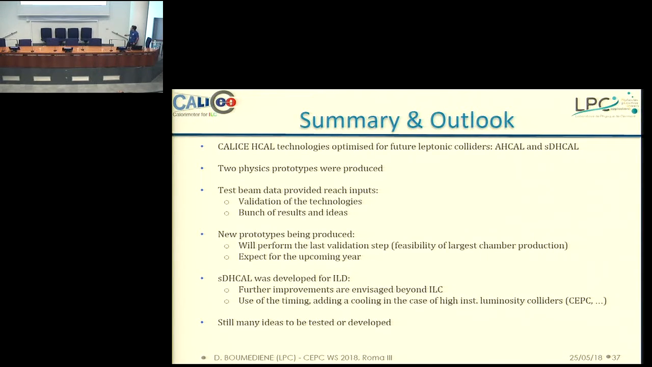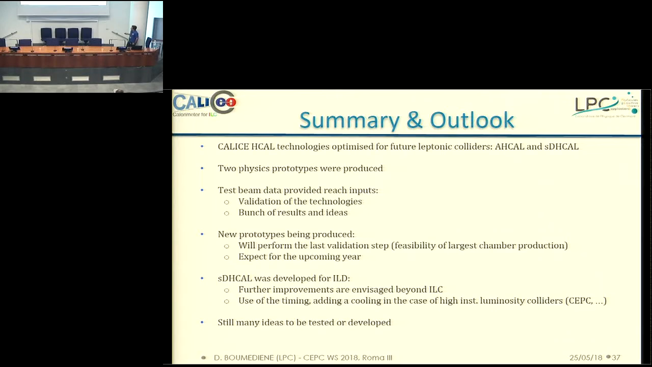So the conclusion, CALICE proposes some technologies for the hadronic calorimeters that are optimized for particle flow approaches. Here I focused on two, the analog hadronic calorimeter and the semi-digital hadronic calorimeter. Two physics prototypes were produced and validated in test beam. They show very good performances. However, now new prototypes are being produced in order to show that they can be scaled at the size of a full experiment like ILD. They are expected to be ready this year.